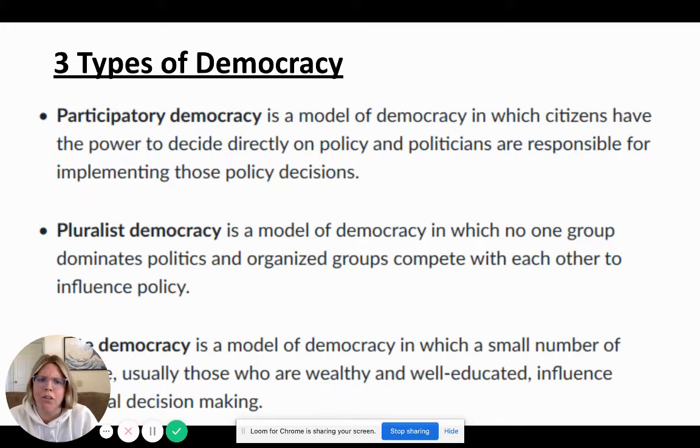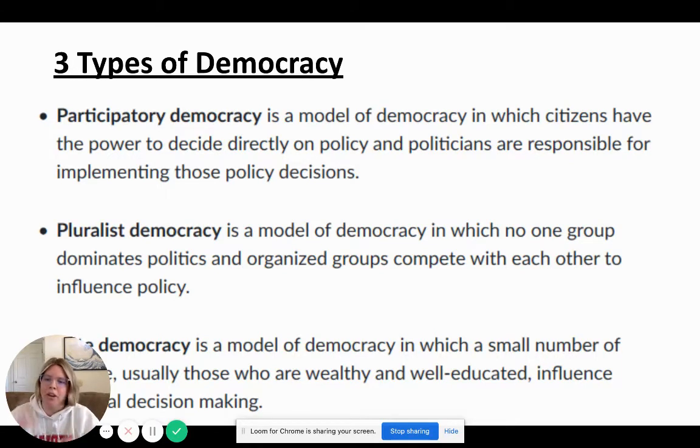That's the model of democracy in which citizens have power to decide directly on policy. So I try to remember that that's openly activating or encouraging, that's the word I'm looking for, openly encouraging participation in our democracy. Then we have a pluralist democracy, and that's a model where basically you have no one group that dominates.